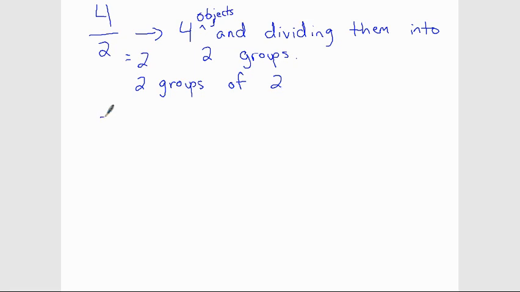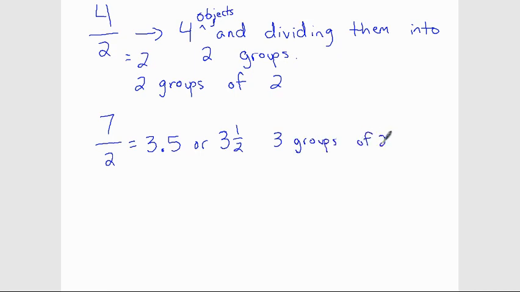Let's talk about another one. Let's talk about 7 divided by 2. Well, this we know to be 3 1/2, written as a mixed number. This would be 3 groups of 2 plus 1 remaining. So that might be a 4th group, with just 1 in it. Again, this is the idea of division.